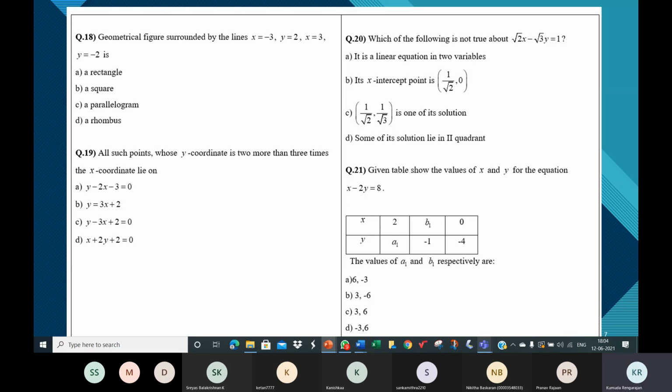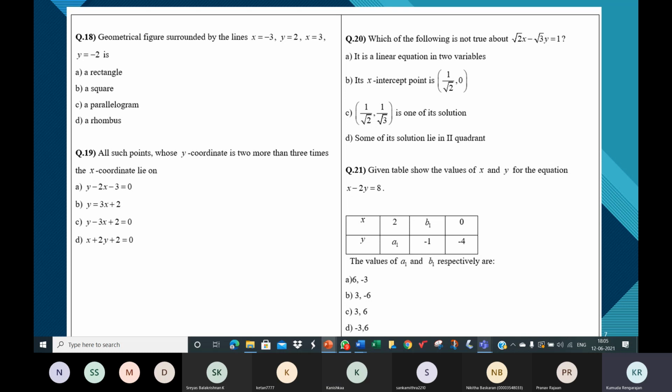Question number 20. Which of the following is not true about root 2x minus root 3y is equal to 1? Which of the following is not true? It is a linear equation in 2 variables. It's true. The given equation is a linear equation in 2 variables. That is true. Its x-intercept is 1 by root 2 comma 0.